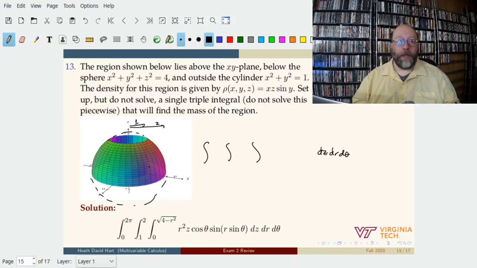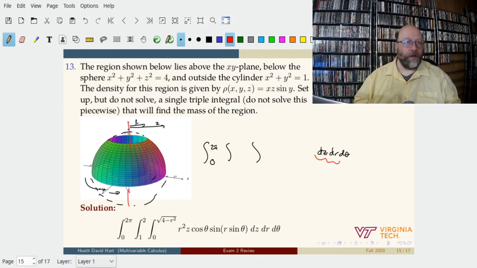So theta goes all the way around this shape, goes back around here. So that's 0 to 2 pi. If we pull a wire that extends in the z direction, but we pull it in the r direction, it's going to enter at the edge of the cylinder, and it's going to leave at this point right here, which is on the edge of the sphere. And so it's going to go from 1 to 2.